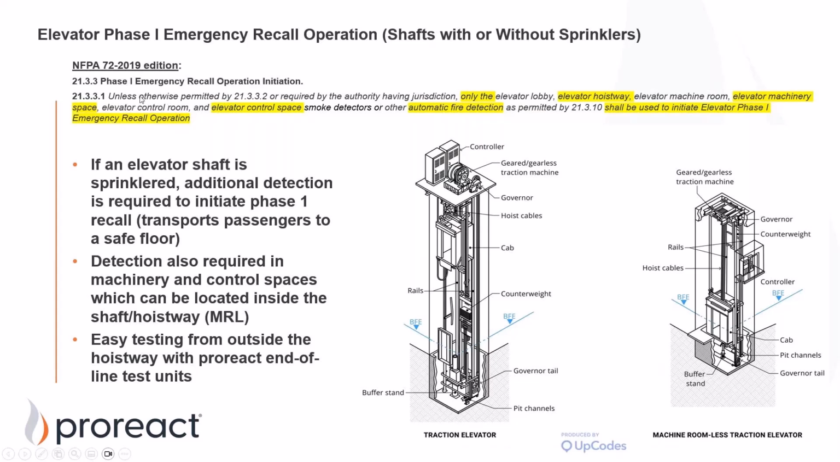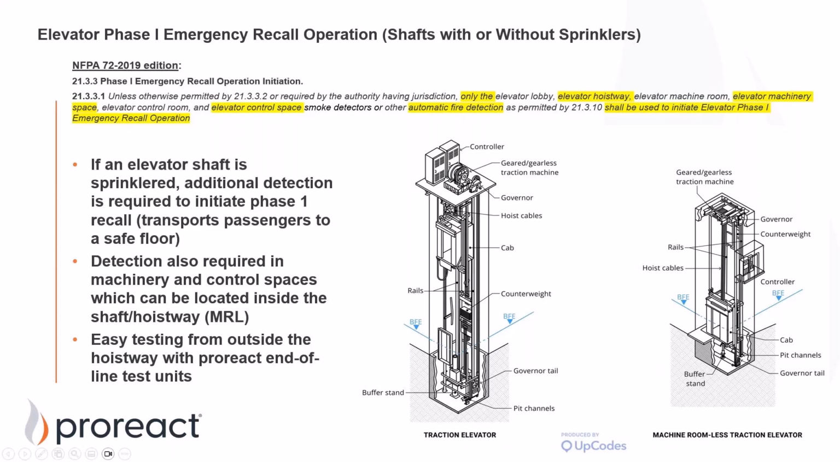And per NFPA 72 2019 edition, these different highlighted areas from the snippet are all going to have some kind of initiating device. If you have an elevator control room that is separate from the elevator shaft, then that's an easy one to test and do servicing on periodically or at your annual testing because it's in its own room. But sometimes what we're showing here on the right side is a machine room-less traction elevator, which are becoming more common. And this is where you have your traction machine and your different gears and equipment located inside of the elevator shaft. So requiring an initiating device for these specific pieces of equipment will also require you to have initiating devices inside of the hoistway that are also required to be tested from outside of the elevator shaft.